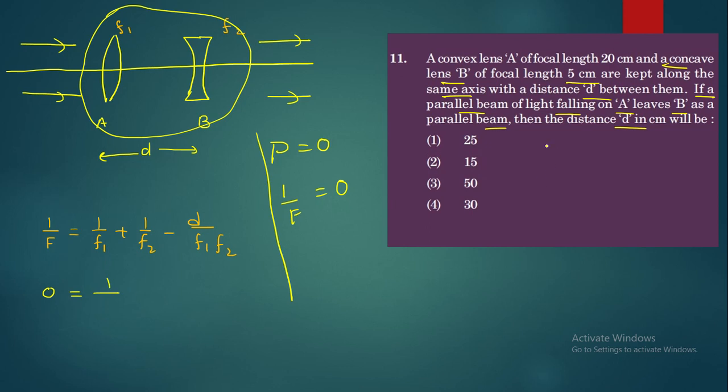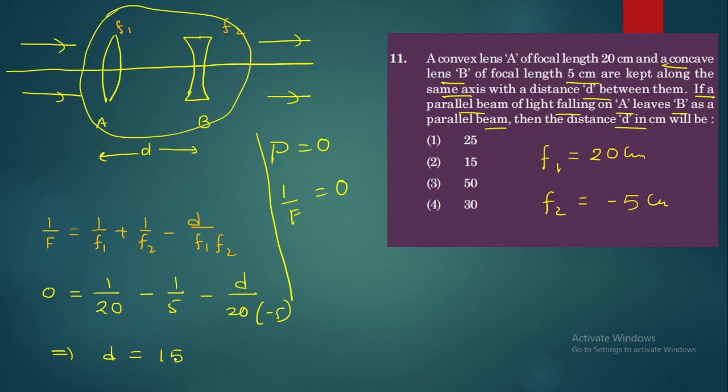Now for the convex lens, we normally take the first principal focus. So f1 is positive 20 centimeter. Second principal focus is negative, minus 5 centimeter. So this will be equal to 5 centimeter minus d over 20 into minus 5 centimeter, and when we solve it, I think d will come out to be 15 centimeter. So this is the answer. Let's move on.